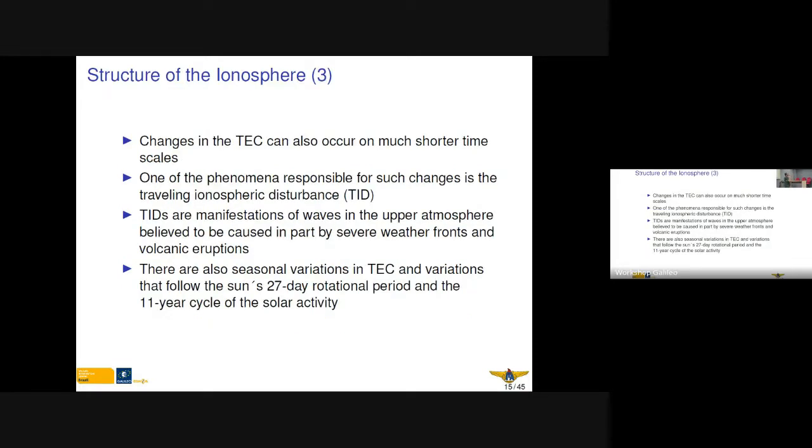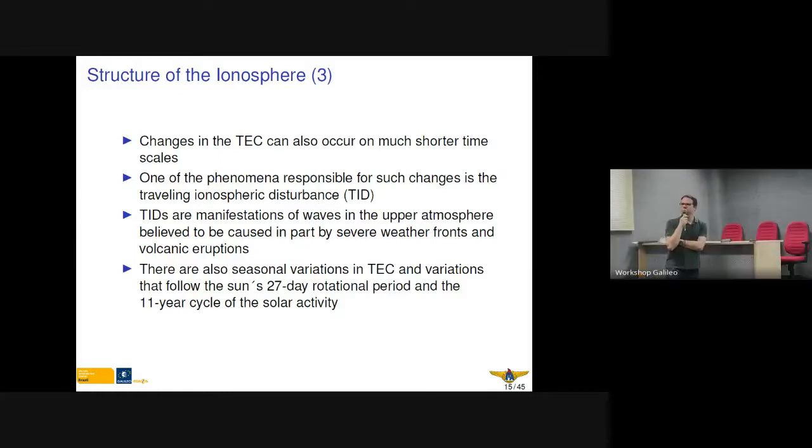Changes in the TEC can also occur on much shorter time scales. One of the phenomena responsible for such changes is the traveling ionosphere disturbance, TID. TIDs are manifestations of waves in the upper atmosphere believed to be caused in part by severe weather fronts and volcanic eruptions. And there's some work on using GNSS receivers to detect volcanic eruptions based on these TIDs, and also to predict the eruption before you can see it physically. So this is quite nice.